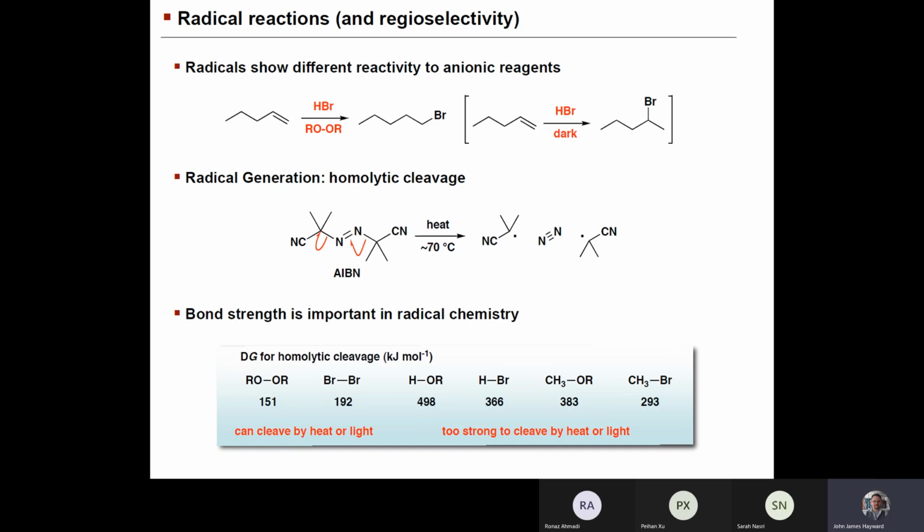So here's an example, okay? And it is a selective example. If you take an alkene and you react it with HBr, specifically in the dark, what you end up getting is the 2-bromo product. So it's a secondary bromide.